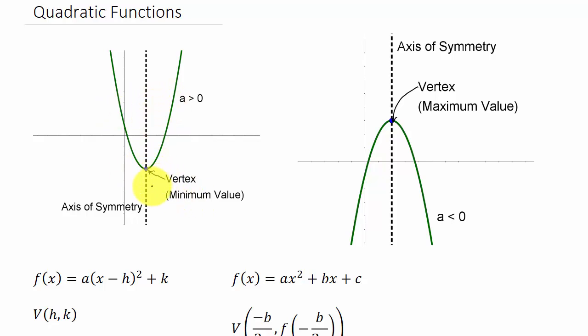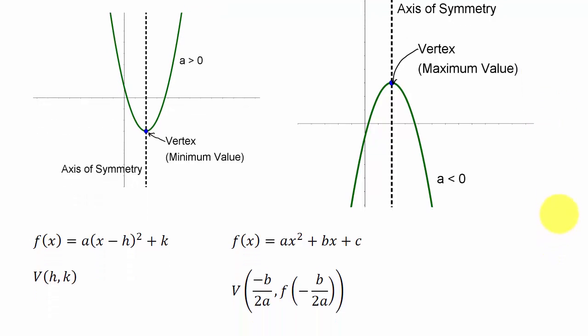And then here we have the vertex. On a parabola that opens upward, the vertex is a minimum value, and on one that opens downward, the vertex is a maximum value. So whenever we're graphing a quadratic function, we want to find the vertex. That's the first thing you want to do. So how do we find the vertex?